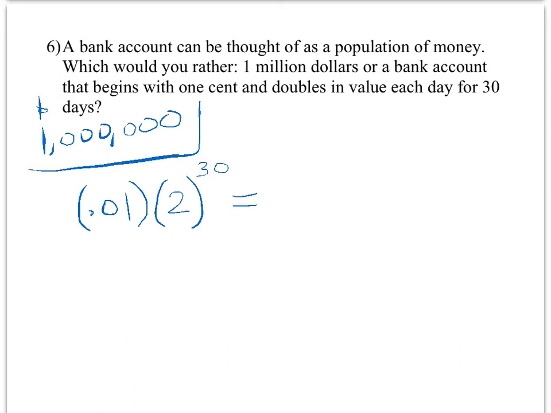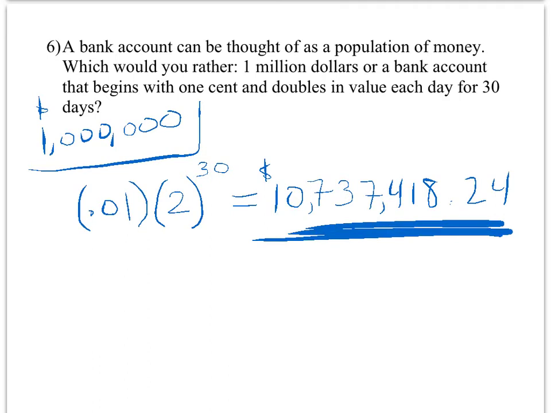We know 1 times 2 to the 30th is 1,073,741,824. $10,737,418.24. I want this one. More than $1 million by 10 times. Can you imagine starting with a penny and doubling in value every day for 30 days and it gives you over $10 million? This is the power of exponential growth. It grows very fast.